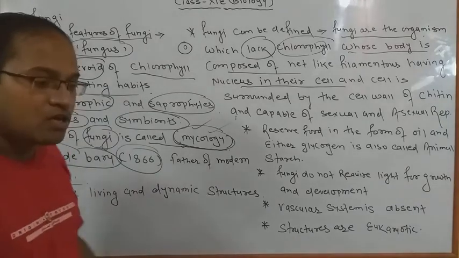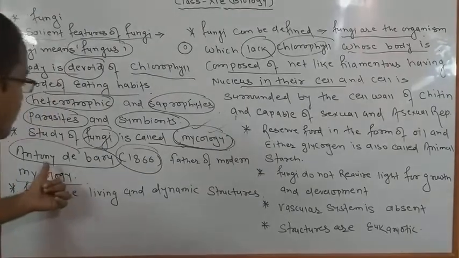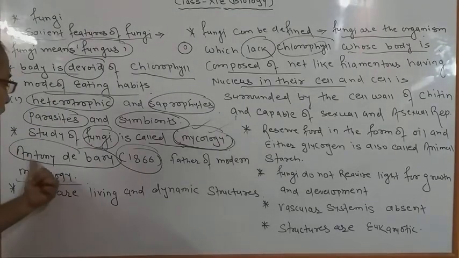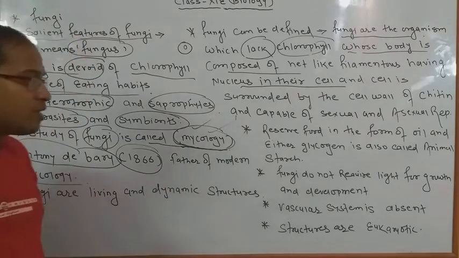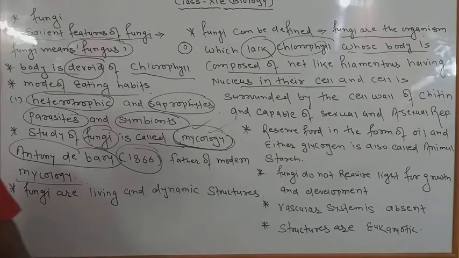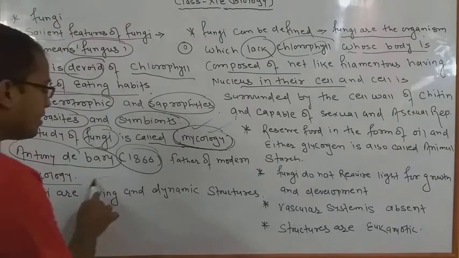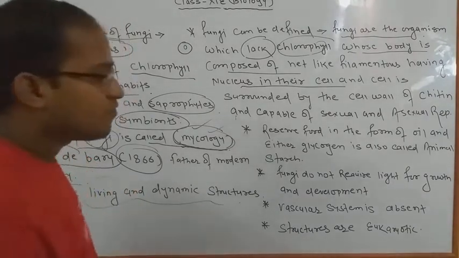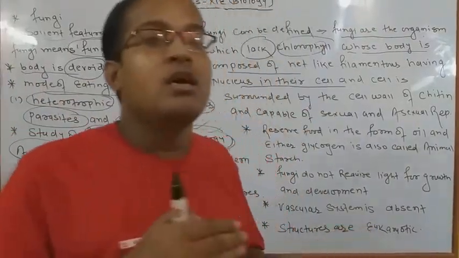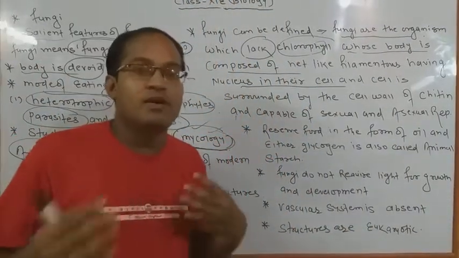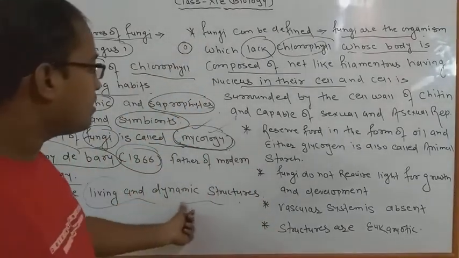Okay, the father of modern mycology is considered to be only one scientist, and his name is Anton de Bary, 1866. Okay, father of modern mycology. Most important, coming to the next important part, fungi are living and dynamic structures. Okay, fungi are living, meaning they are capable of generating their progeny one by one, and they live and expand their own characters.